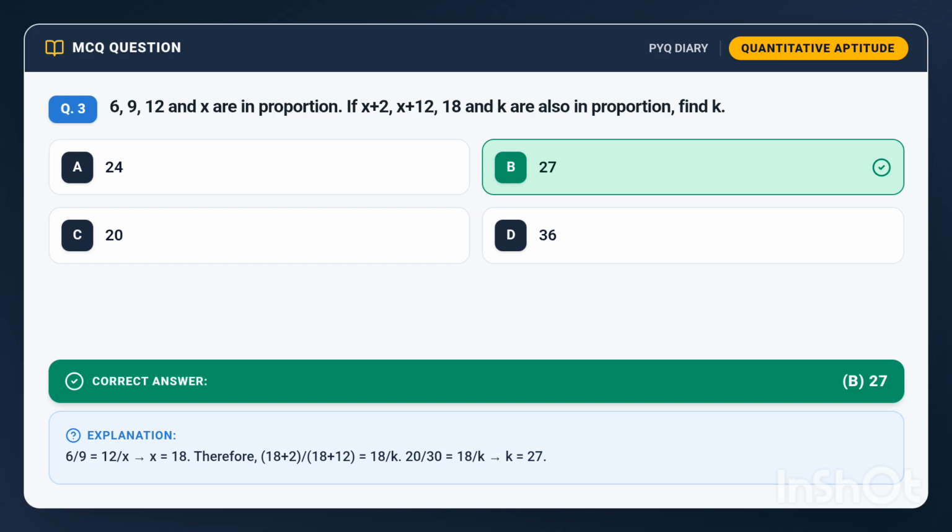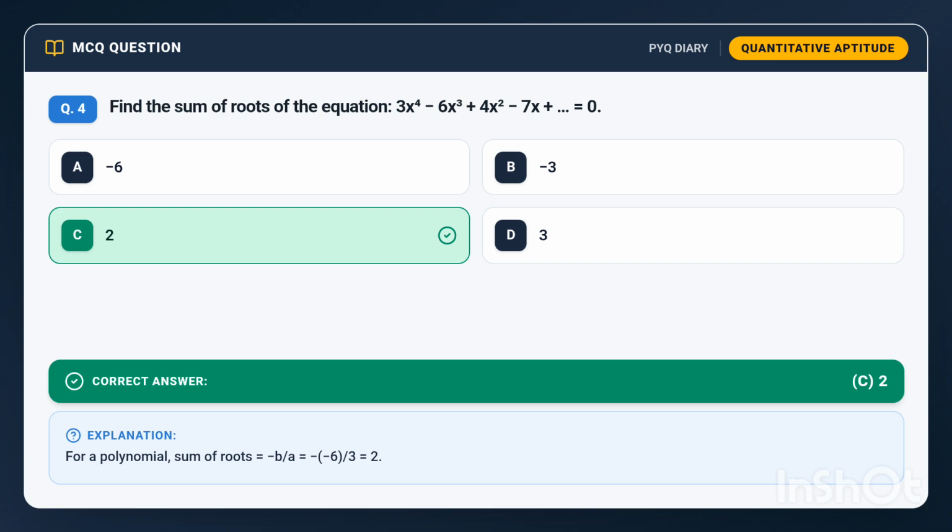Question number 4. Find the sum of roots of the equation 3x to the power 4 minus 6x cubed plus 4x squared minus 7x plus so on equals 0. Your options are A, minus 6, B, minus 3, C, 2, and D, 3. The correct answer is C, 2.